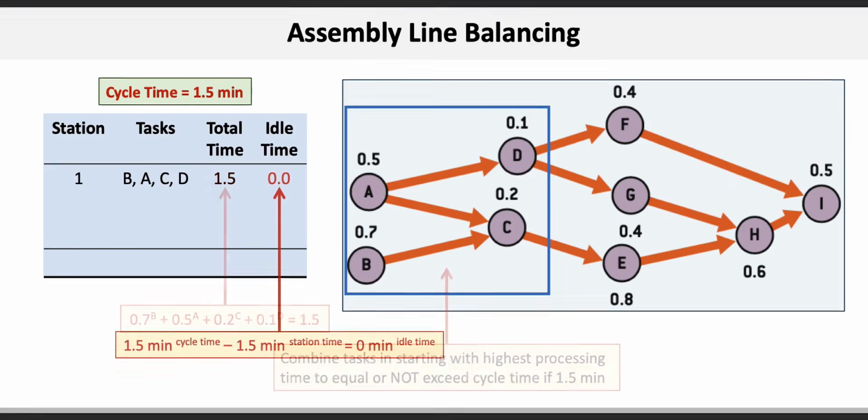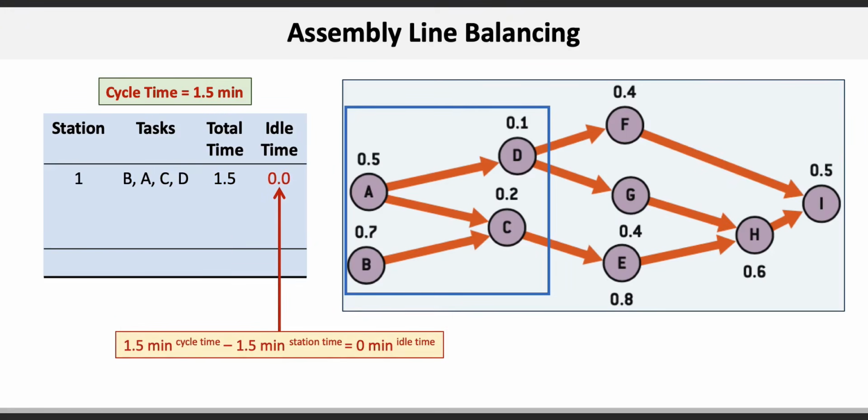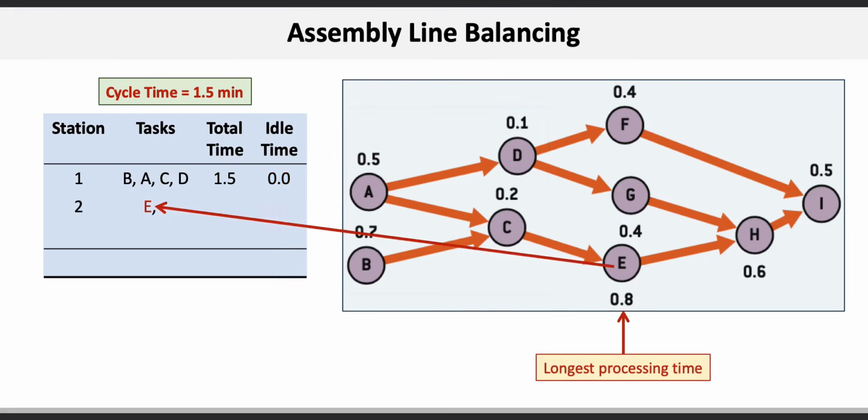Once we have the total workstation time, we can also calculate the idle time. The idle time is simply the difference between the cycle time and the workstation time, which is 0 for workstation 1, since the workstation time of 1.5 minutes exactly equals the cycle time of 1.5 minutes. So now on to the next workstation.